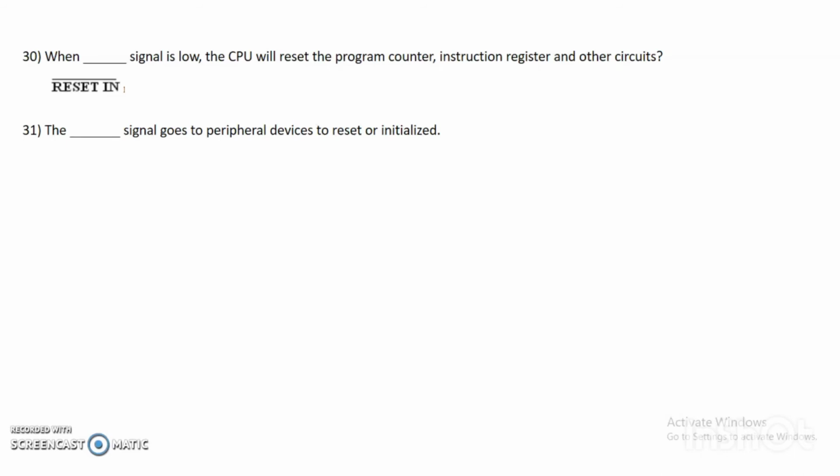Bit number 31. The dash signal goes to peripheral devices to reset or initialize. So the answer will be reset out. This particular reset out goes out to the peripheral devices. If you pass this particular signal to the peripheral devices, automatically the peripheral devices will reset and start reinitializing once again.